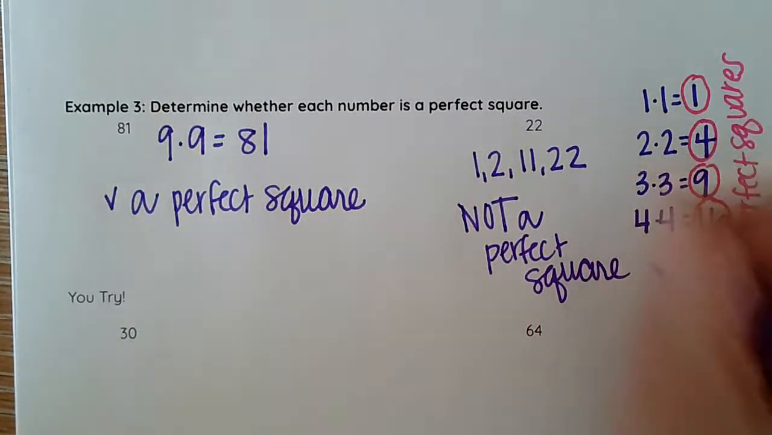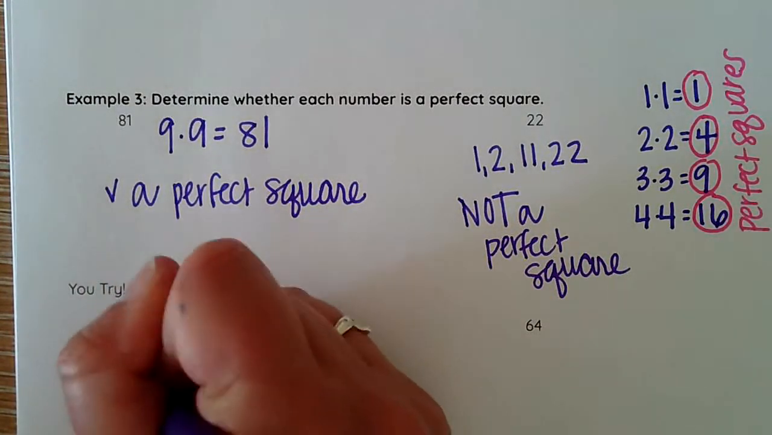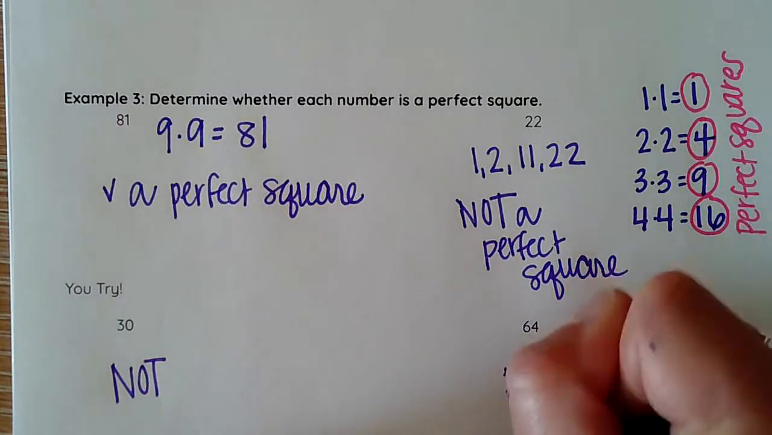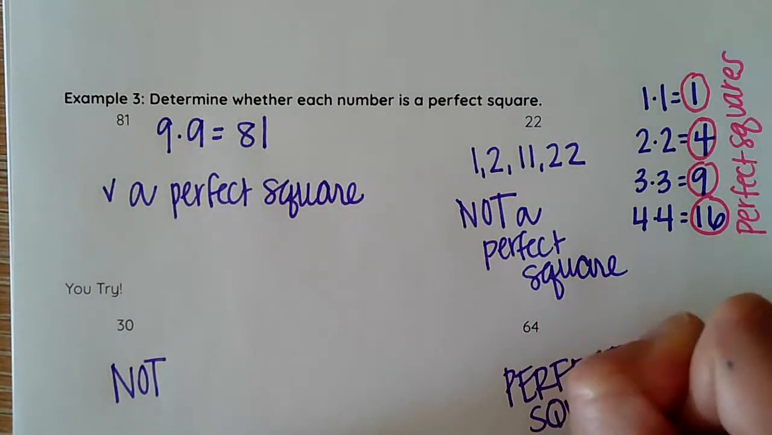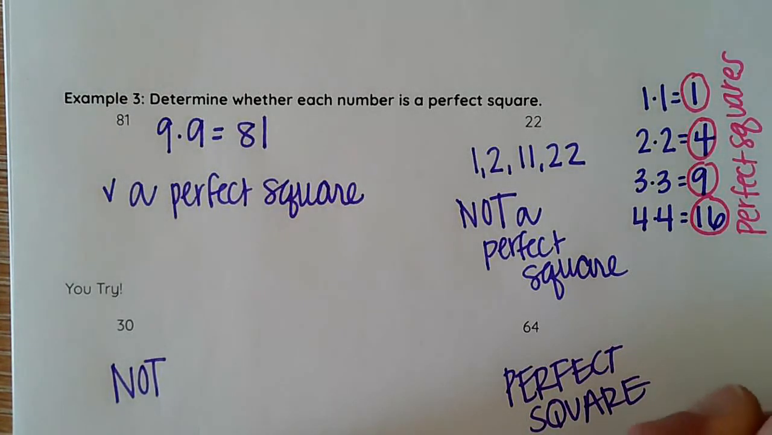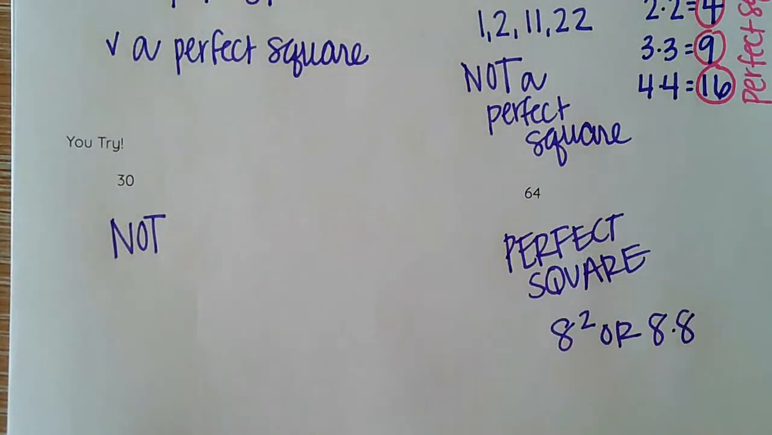Why don't you go ahead and pause the video and try these 2 here. So 30 is not a perfect square, and 64 is a perfect square because if you multiply 8 by itself, 8 squared, or 8 times 8, you will get 64.